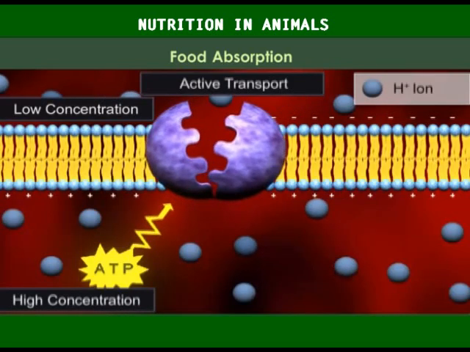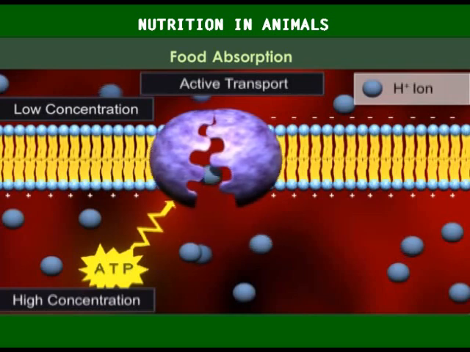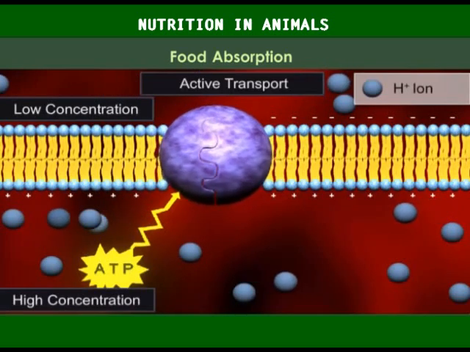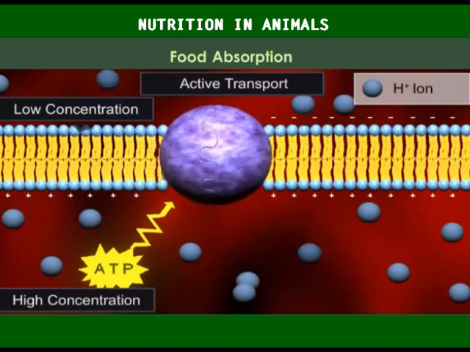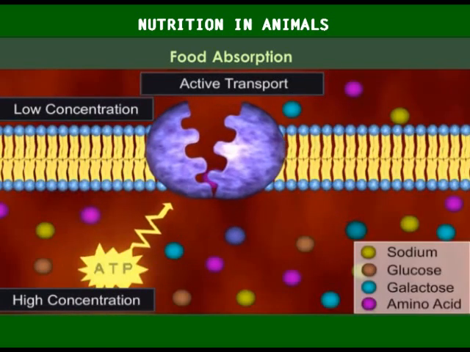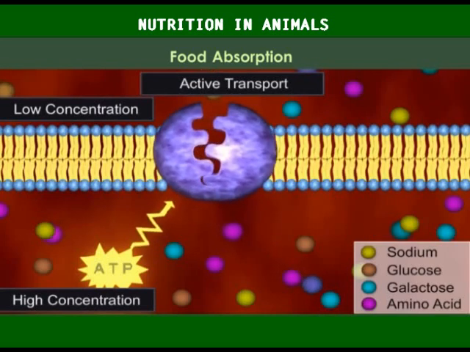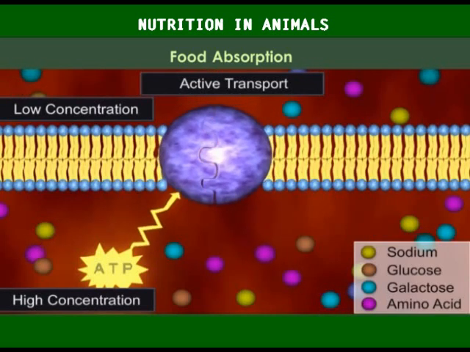Absorption also takes place from a low to a high concentration medium through active transport, which is much quicker and requires energy. Nutrients such as sodium ions, glucose, galactose and amino acids are transported actively.